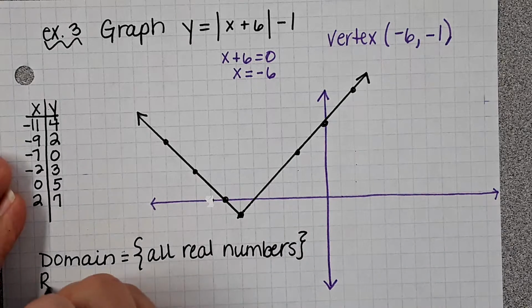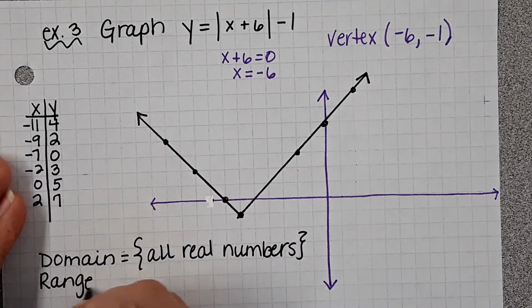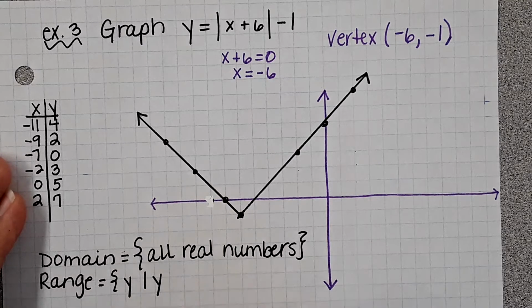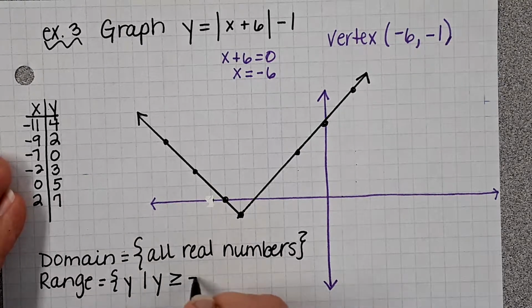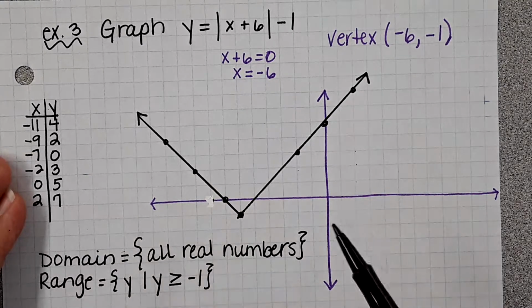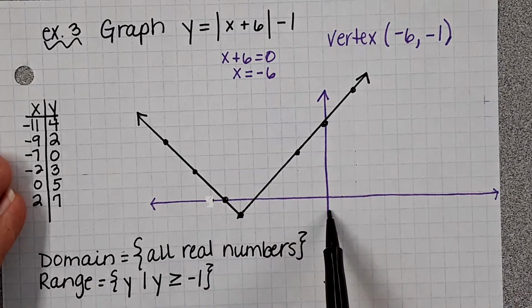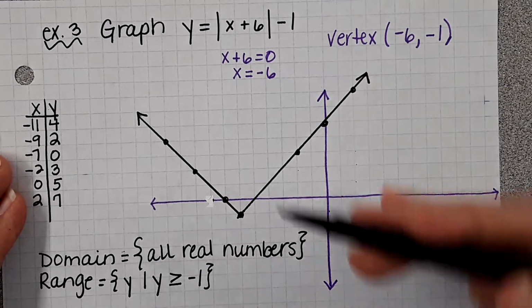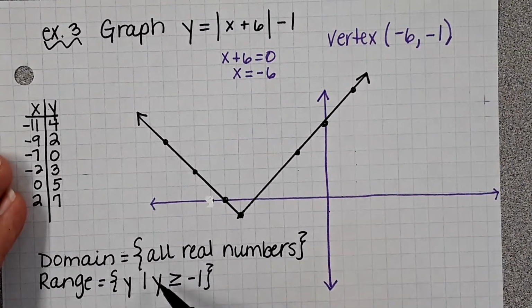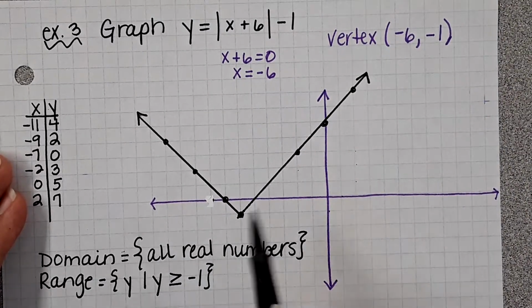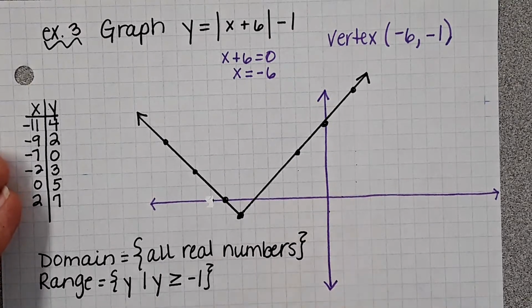What do you think your range is? So John just said it's y such that y is greater than or equal to -1. My lowest y value is -1. Everything is larger, so y is less than or equal to -1. It does equal -1 because that's your vertex.